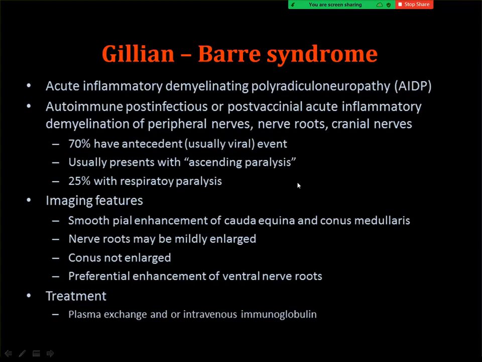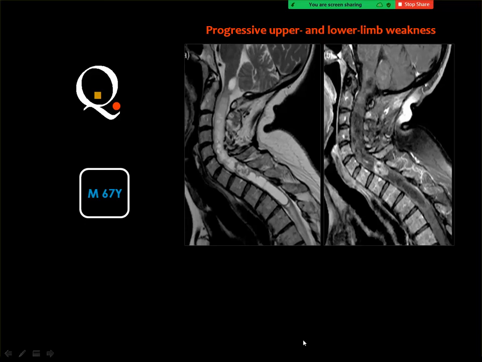usually presents with ascending paralysis and sometimes with respiratory paralysis. In the imaging, you get a smooth enhancement of the cauda equina and maybe the conus. The nerve roots may be slightly enlarged, but they are not amalgamated with each other. Some of the nerve roots may enhance much more than the others, and the treatment is plasma exchange or intravenous administration of immunoglobulins.